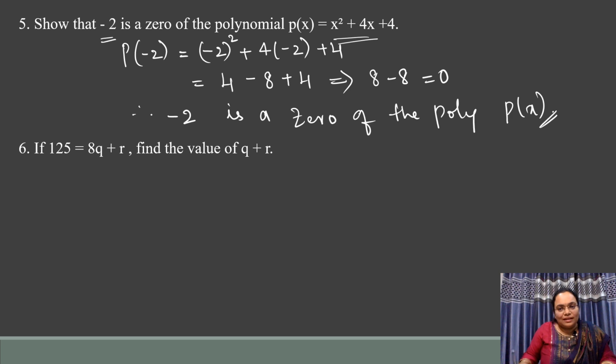Okay. The next one is, if 125 is equal to 8q plus r, we need to find the value of q plus r.